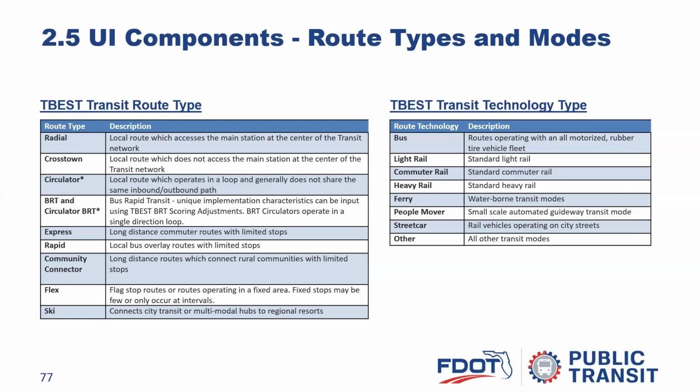And rapid is an overlay type of route. Community connector is kind of like an express route, except it's really connecting rural communities into the city rather than pure commuter like urban express routes. Flex routes are where you have flag stops or routes operating in a fixed area, but you don't have a lot of fixed stops maybe. I know some people run those types of routes.